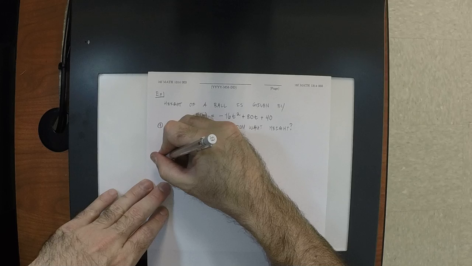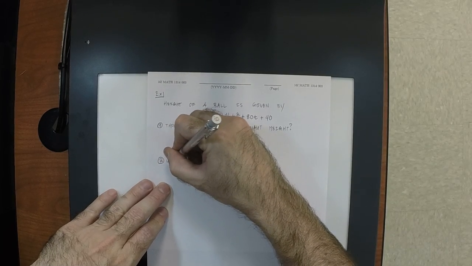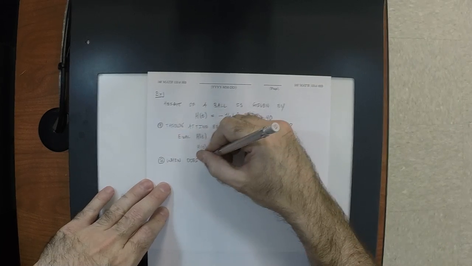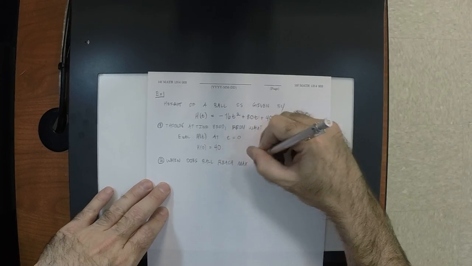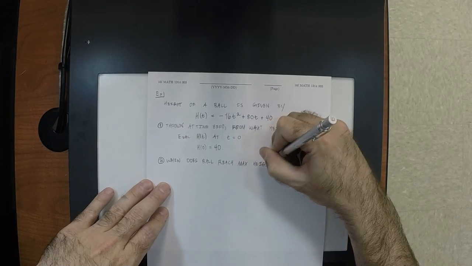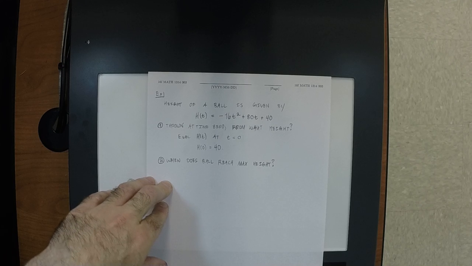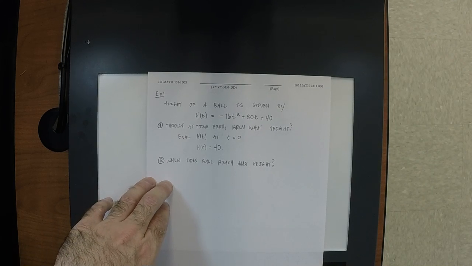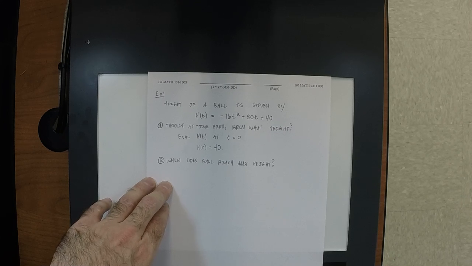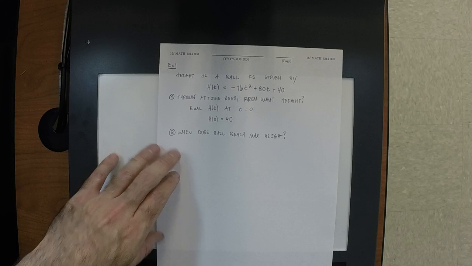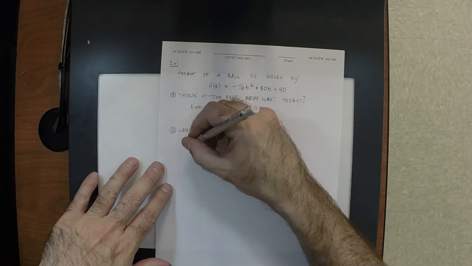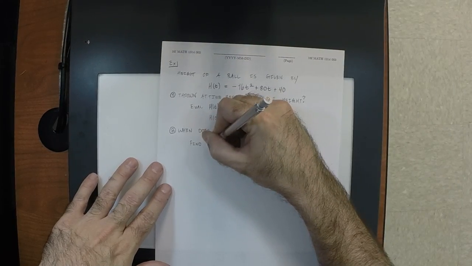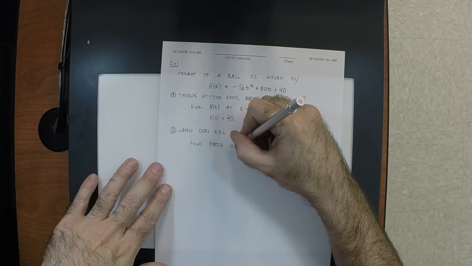Okay. Second question. When does the ball reach its maximum height? Yeah. When does the ball reach its maximum height? So can you translate this into more mathy language? Okay. And where does the maximum of a quadratic occur? At the vertex. So what am I asking for? Yeah, in the end, what I'm asking for is I want you to find the horizontal coordinate of the vertex.